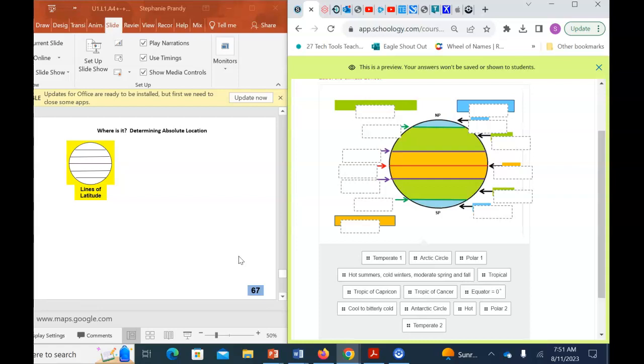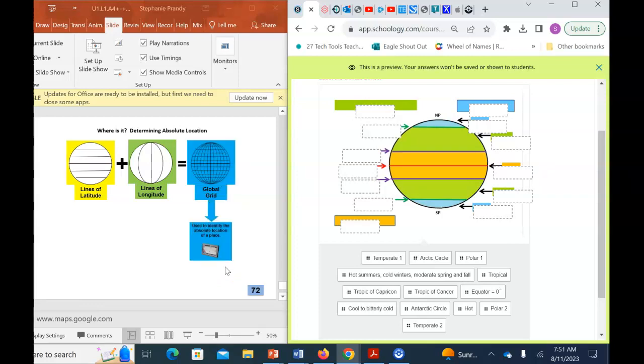So when we talk about determining absolute location, we have to take our lines of latitude plus our lines of longitude to give us the global grid. That global grid gives us an absolute location. We use GPS today, and GPS uses the global grid, the coordinates, these numbers from this system, to come up with two numbers that tell exactly where you are.